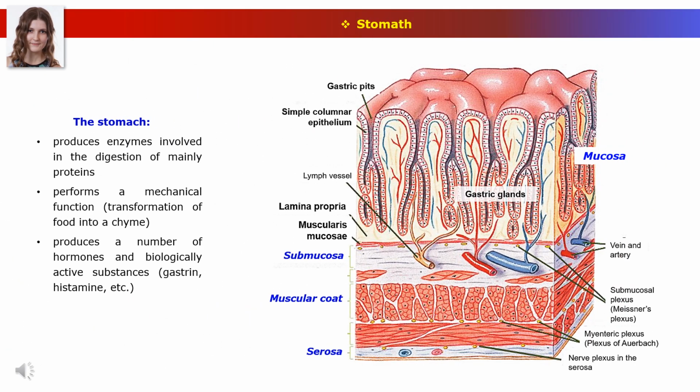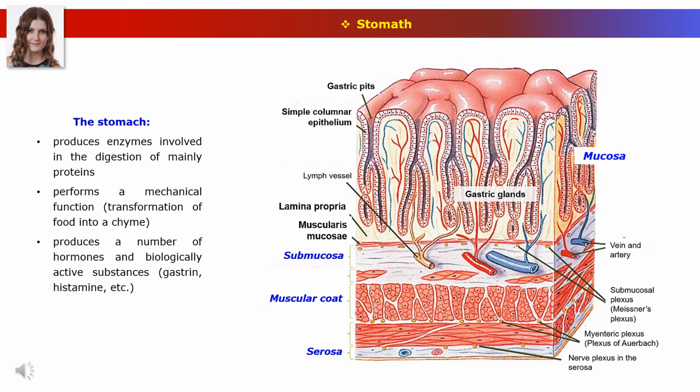The stomach produces enzymes involved in the digestion of mainly proteins, performs a mechanical function by transformation of food into a chyme, and produces a number of hormones and biologically active substances such as gastrin and histamine.